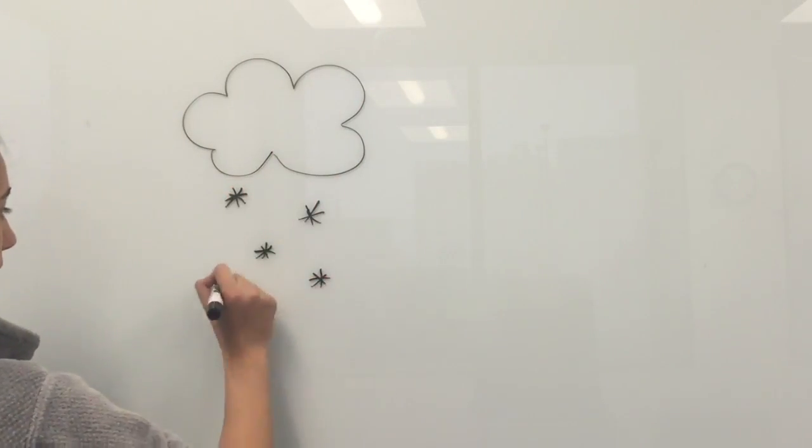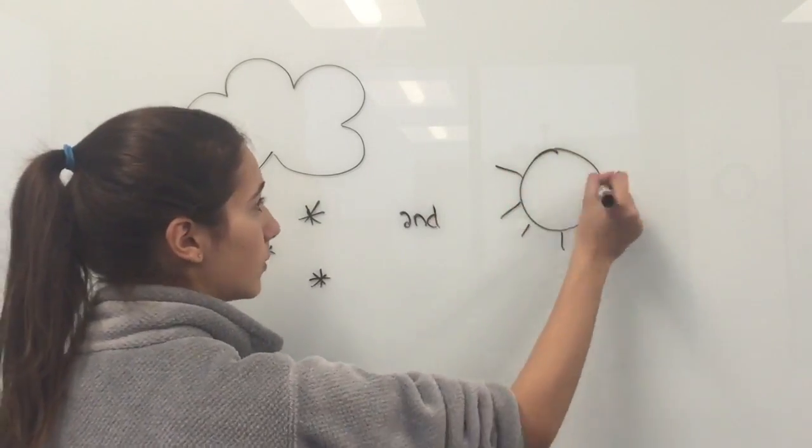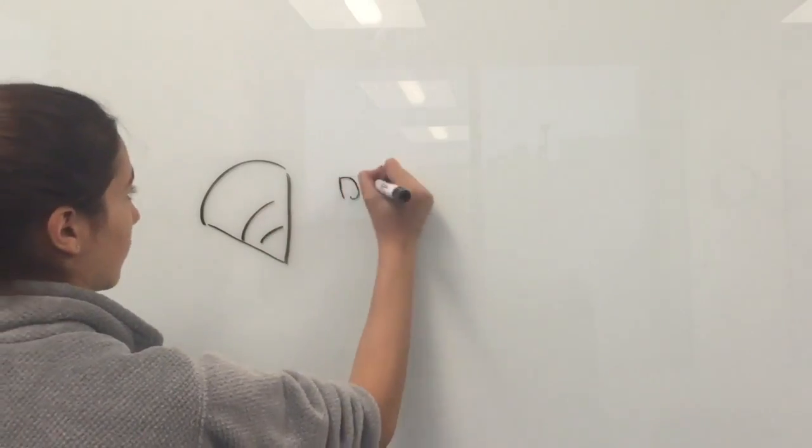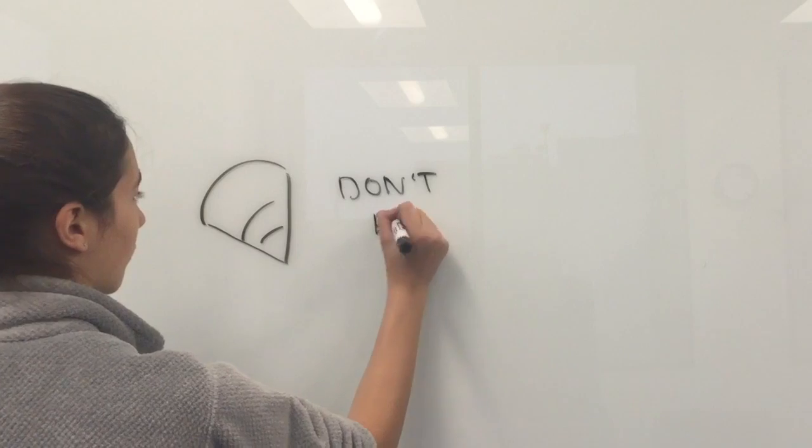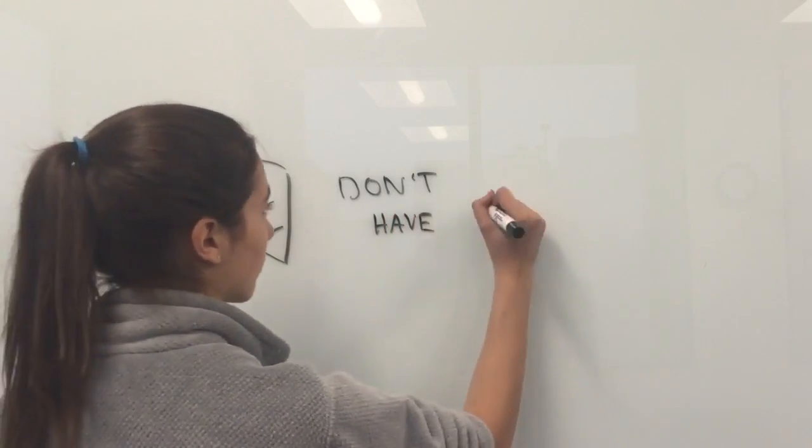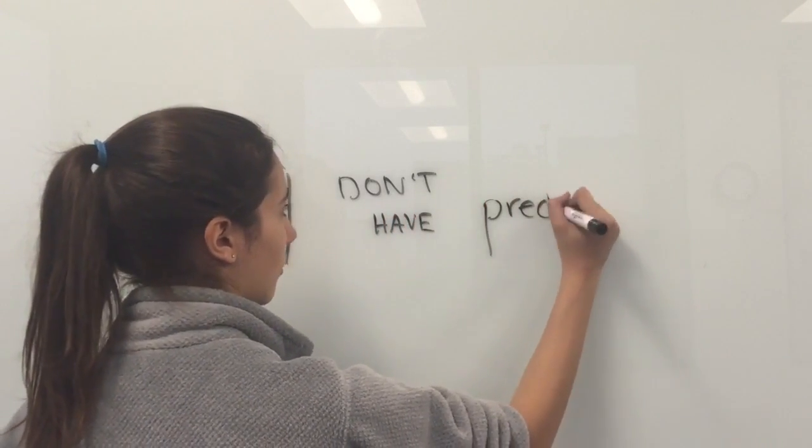Zebra mussels are able to survive year-round, no matter the season. This is one of the main reasons zebra mussels are so harmful. They don't have a main predator and are not affected by many environmental factors.